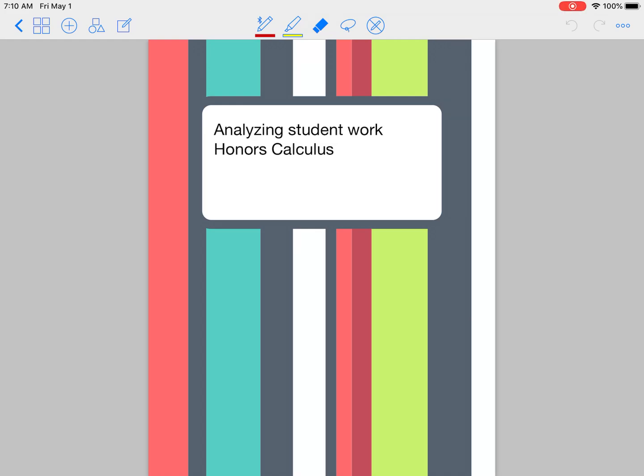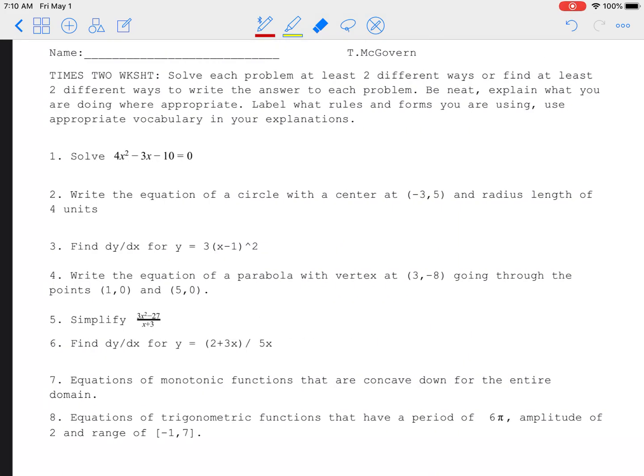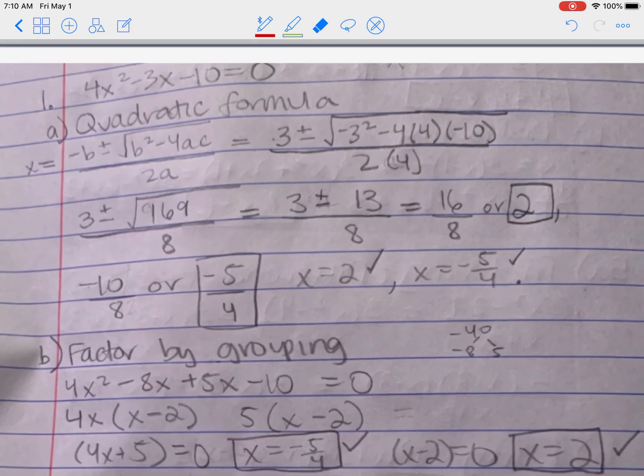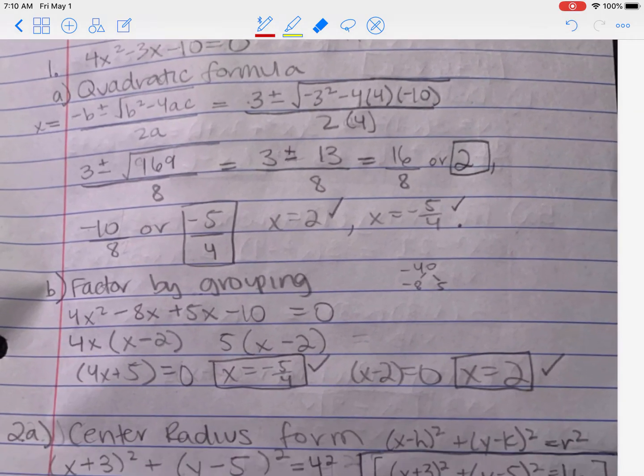All right, we're going to talk about some of the work that you guys submitted on this Do It Two Ways worksheet. Here were the questions. Now here was some of the results. For number one, solving by quadratic formula should always work, but you should consider factoring.